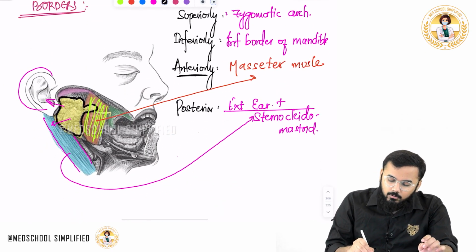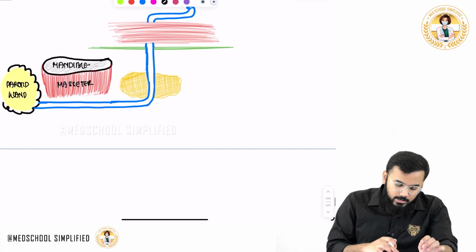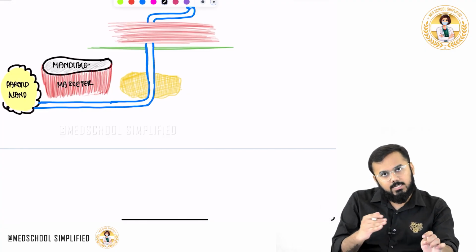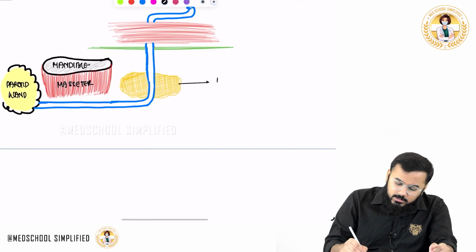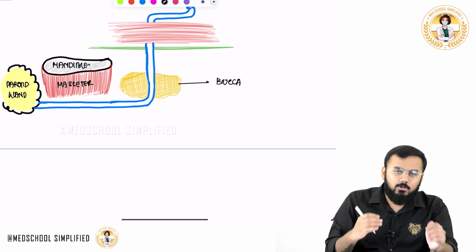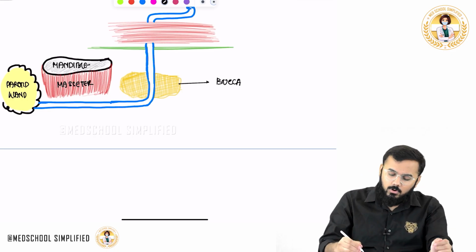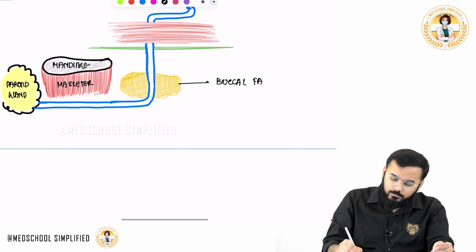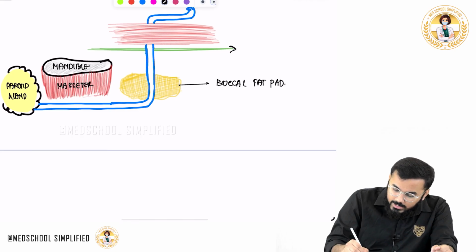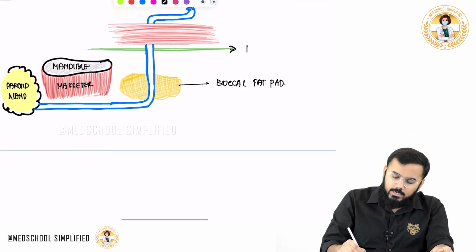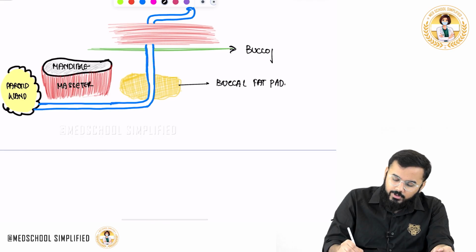So anteriorly, what do I have? Masseter. The parotid gland is this, and in front of the parotid gland, that is anteriorly, I have got the masseter. Next, what is this? This is called the buccal fat pad. You see, you have a fat pad over here. Just next to it, you see this green colored line over here. This green colored line is called the buccopharyngeal fascia.